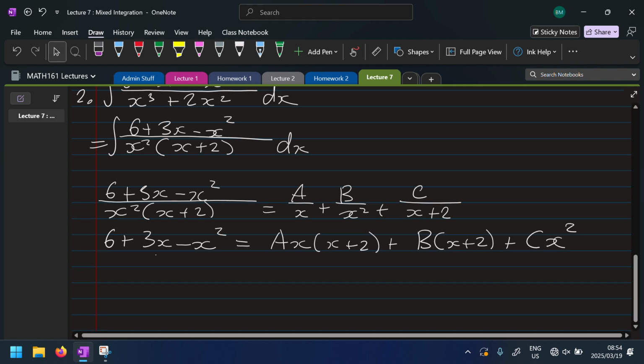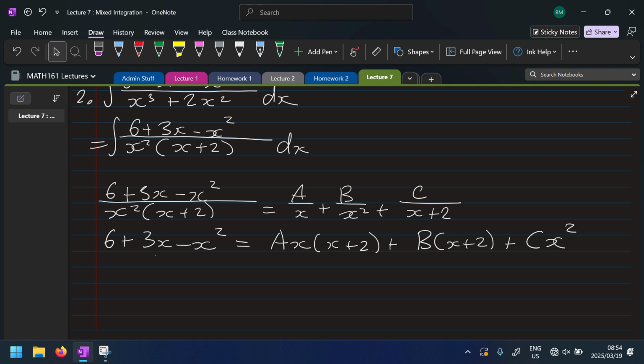No, okay. So you would end up with 3 equations, 3 unknowns. You can solve it, right? Your MATH162 stuff. Or you could choose values of x, substitute it in both sides, and then just solve them one by one. For example, if we let x be 0, the a term goes away, the c term goes away, and we're left with b.